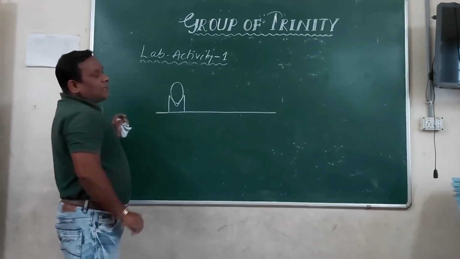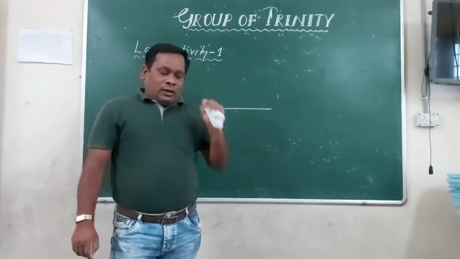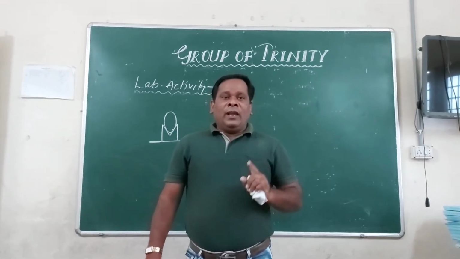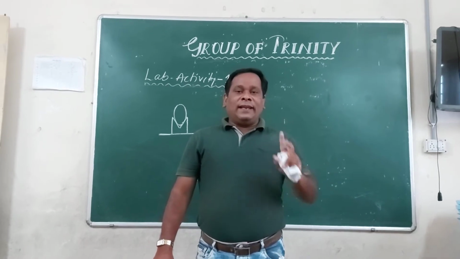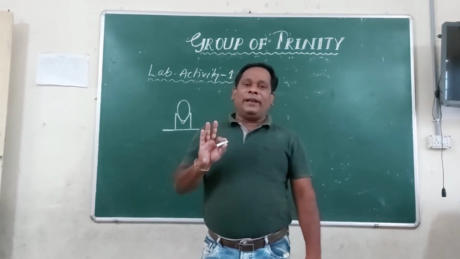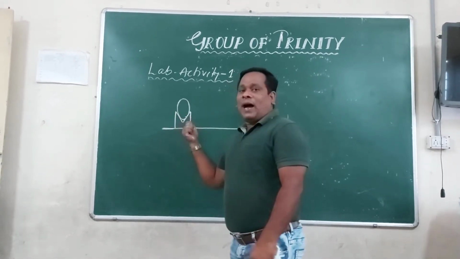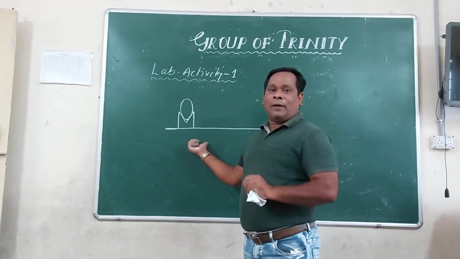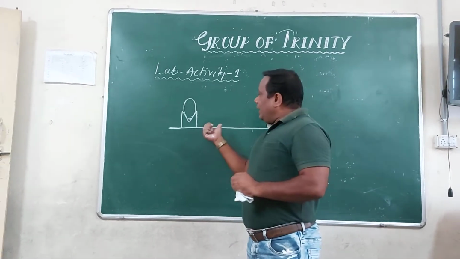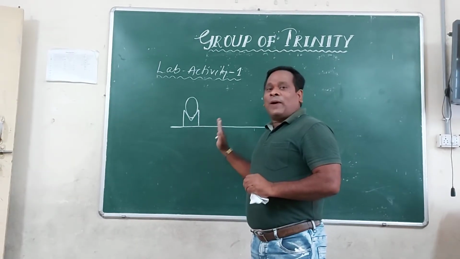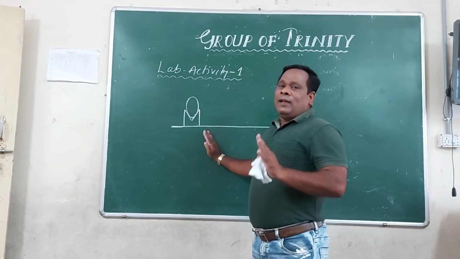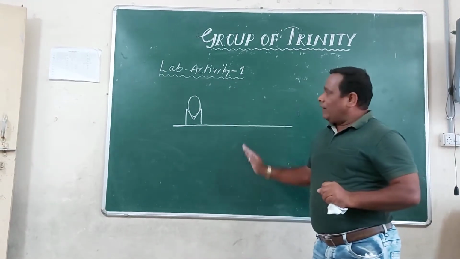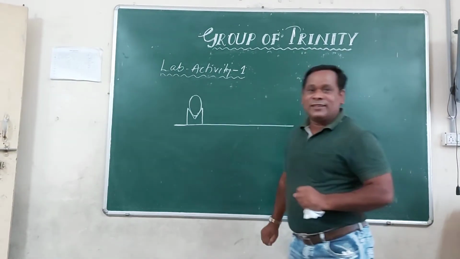And children, listen to me, in your book there is the 12th chapter. In the 12th chapter there are only 5 lab activities. Okay, this is the first lab activity I am going to explain. Moreover, only 4 lab activities are there. And if you are perfect in these lab activities, definitely you will get at least 8 marks in your common examination. Therefore, listen very carefully to this topic, right?